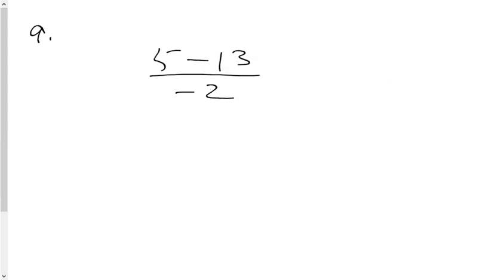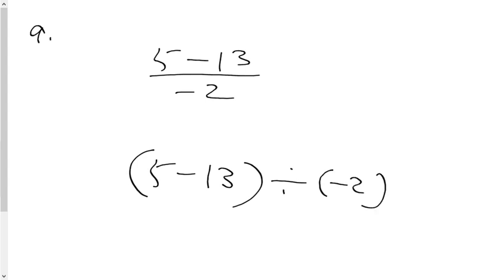Question 9, we have 5 take away 13 divided by -2. Now remember, Jack asked yesterday if this is the same thing. So just to be clear, this is the same thing. If you have a numerator that is not simplified and you need to divide it by -2, that is one way to think about it.